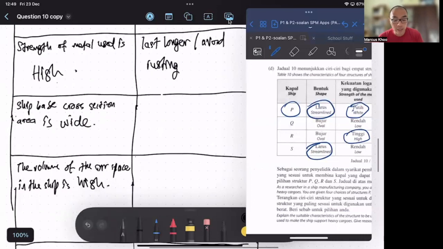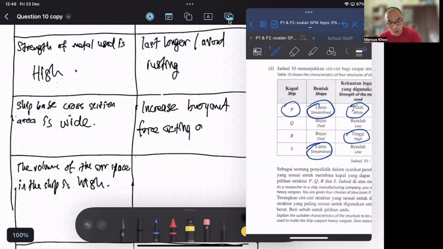Okay, the ship base of the cross-sectional area is wide. And the reason for this is to increase the buoyant force acting on the ship. Because a bigger cross-sectional area will mean that there's more water being displaced. More water displaced means you have a bigger buoyant force. Okay, and if you notice, this is the first one so far that has something to do with physics lah. Talking about buoyant force specifically, yeah.